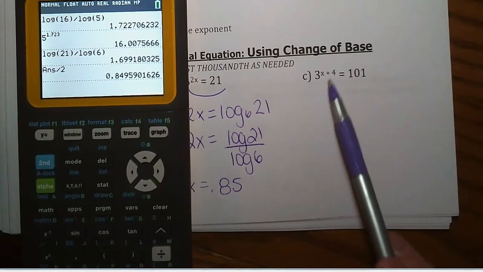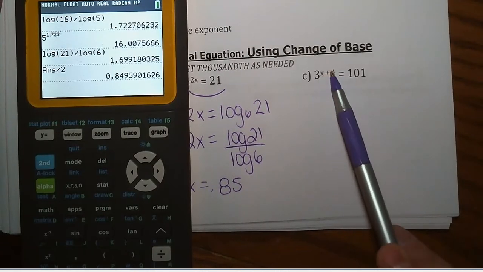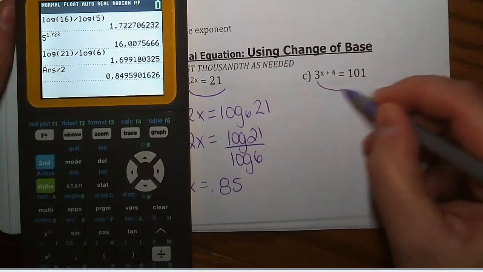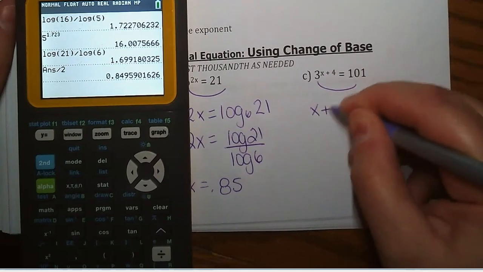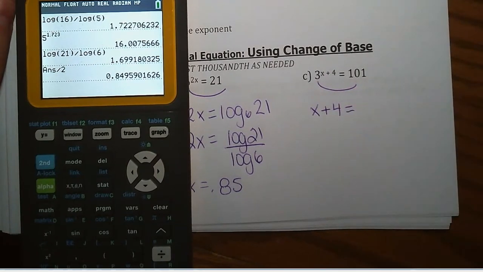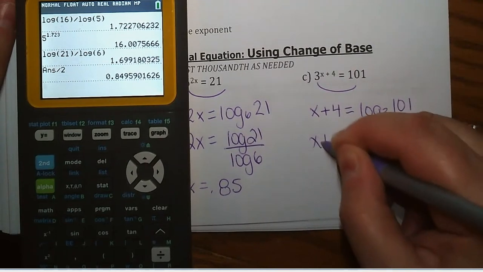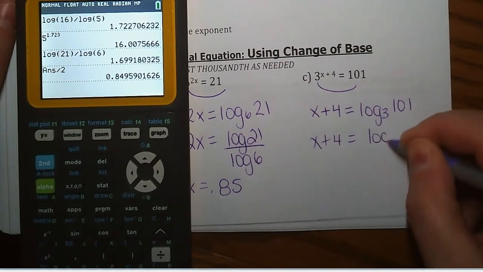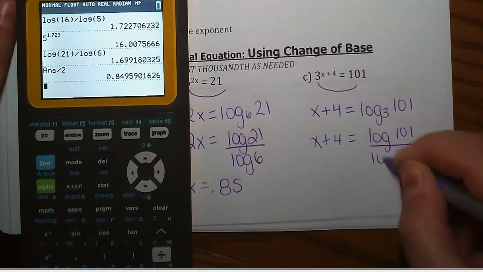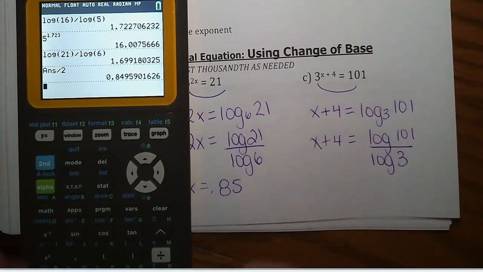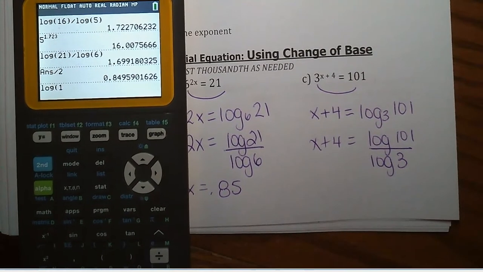I've got one more here. The entire exponent is x plus 4. So when I swing this 3 over here, that x plus 4, that expression is going to come down. So log base 3 of 101. And we can do our change of base. So we can do this on the calculator. Log of 101 divided by the log of 3.